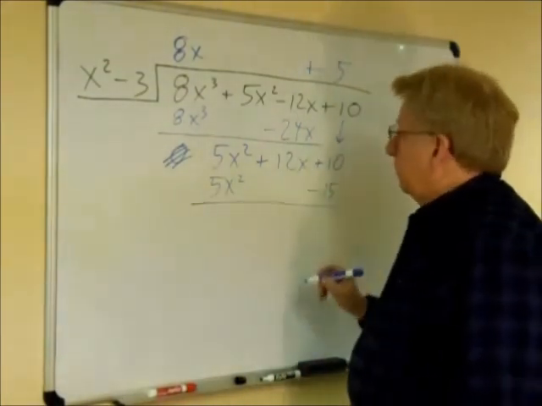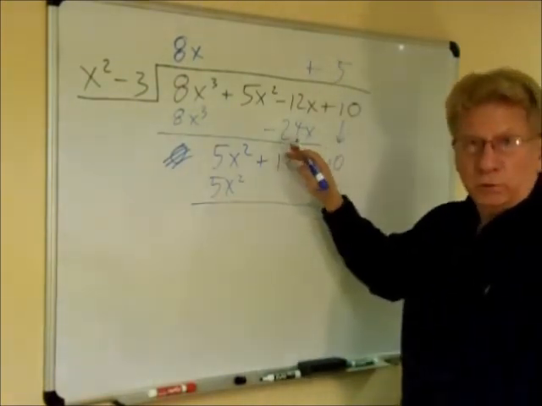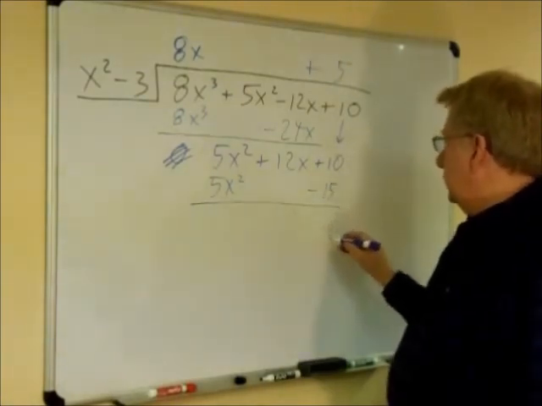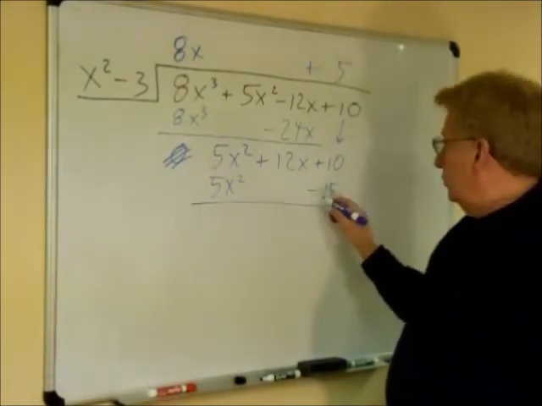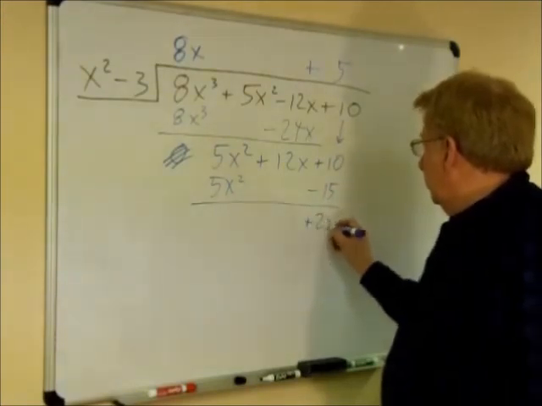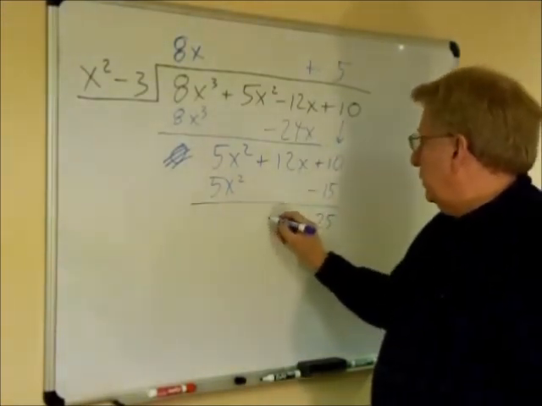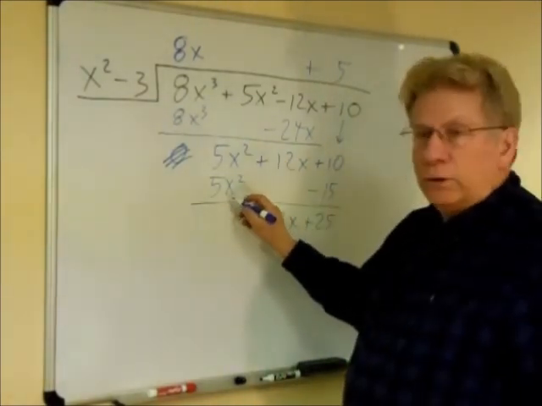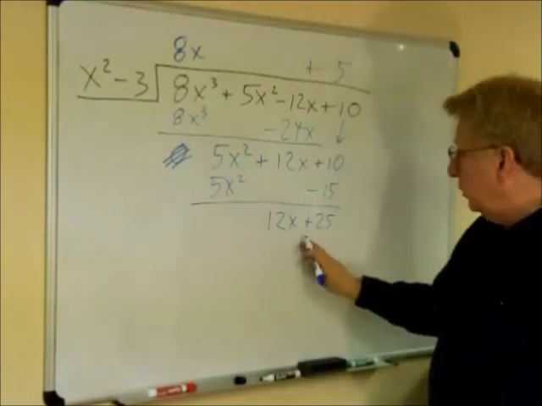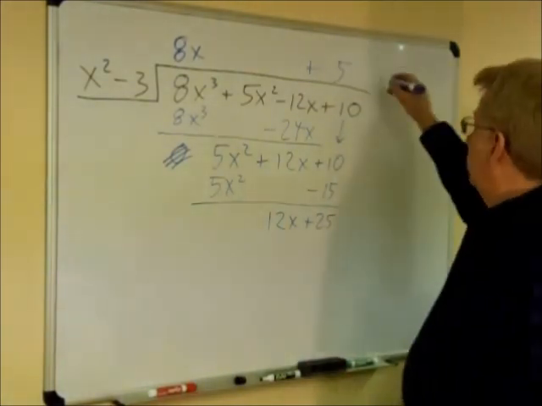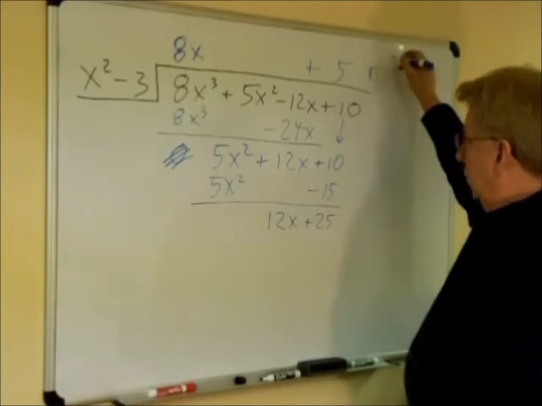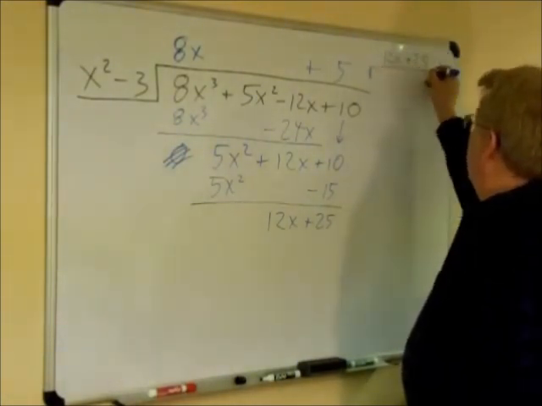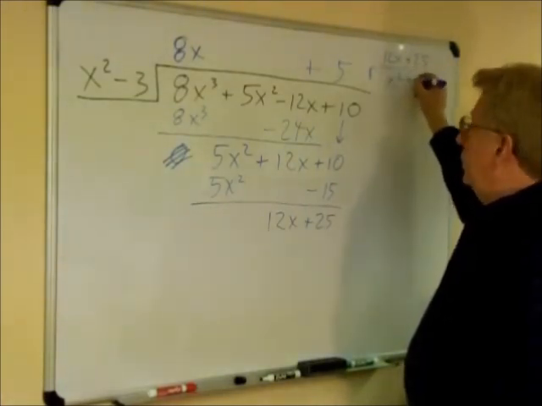So let's see what we've got. First line, subtract the second line. So positive 10 minus a minus 15. Minus a minus is a plus. So we end up with plus 25. 12x minus nothing, so that's 12x. 5x squared minus 5x squared, that cancels. So this is what we're left with. That's our remainder. So we write that as a remainder of 12x plus 25 over the divisor, which is x squared minus 3.